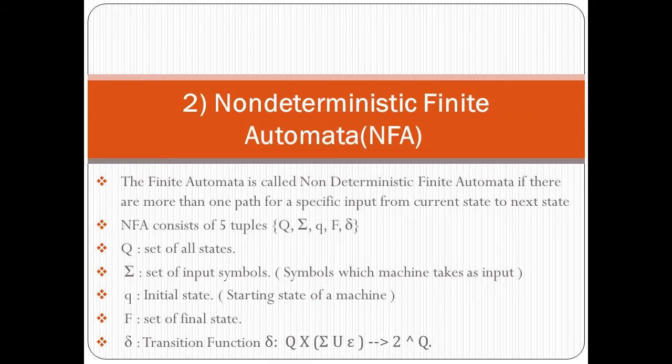Next is non-deterministic finite automata, NFA. The finite automata is called non-deterministic finite automata if there is more than one path for a specific input from the current state to the next state. NFA consists of 5 tuples, that is Q, Σ, q0, F, δ, same as the DFA, and their meaning is also same as the DFA.